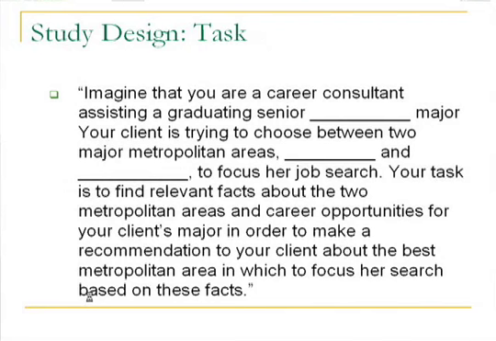So the task is basically to imagine that you're a career consultant, helping someone else with their job search. What you want to do is express to that person which metropolitan area, out of 2 that you choose, is going to be most appropriate for a job search within a particular major.